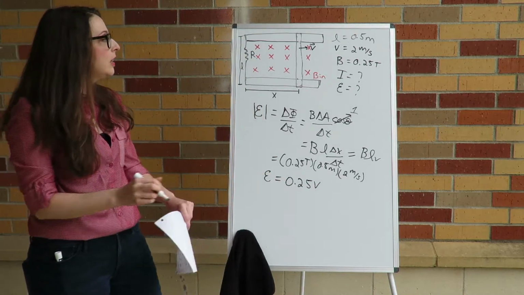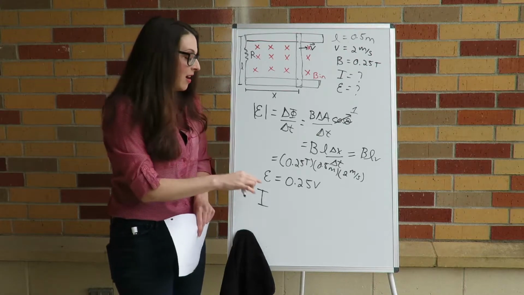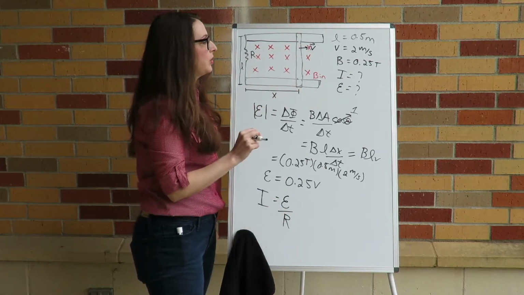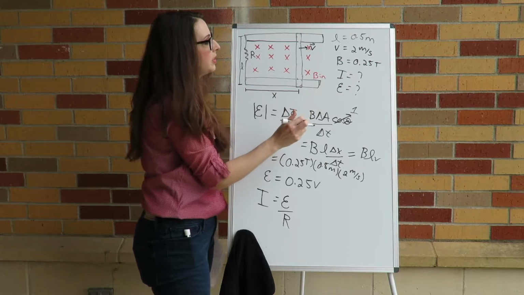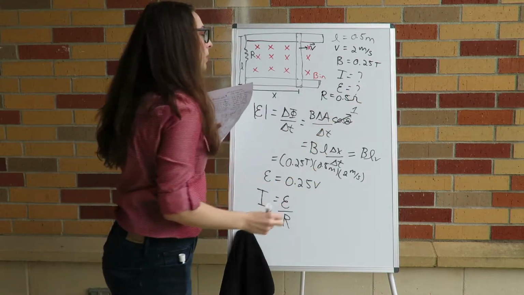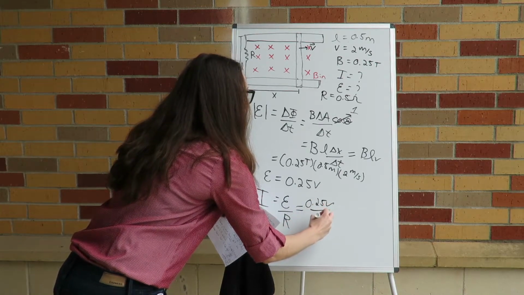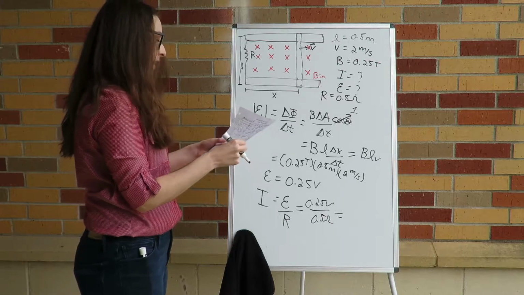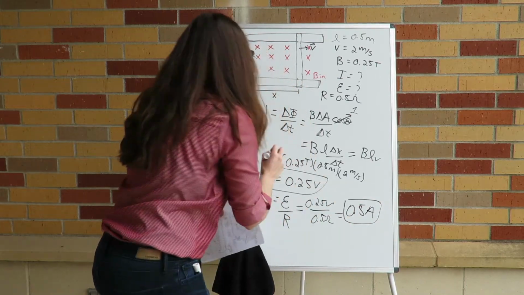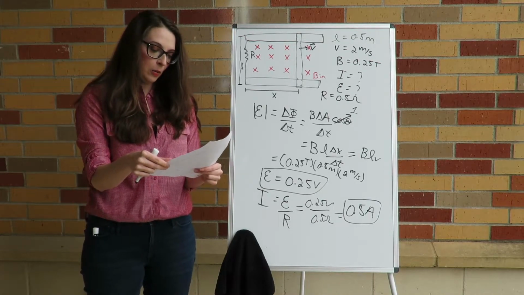Now, for the current running in my circuit, we can use Ohm's law, V is equal to IR, solve it for I. Our induced current is going to be equal to our induced EMF divided by the resistance of the circuit. So we do have a little resistor here, which has a resistance of, oh, I didn't tell you that, 0.5 ohms. So our current is going to be 0.25 volts divided by 0.5 ohms, and that is equal to 0.5 amperes. So we have an induced EMF and an induced current in my loop.